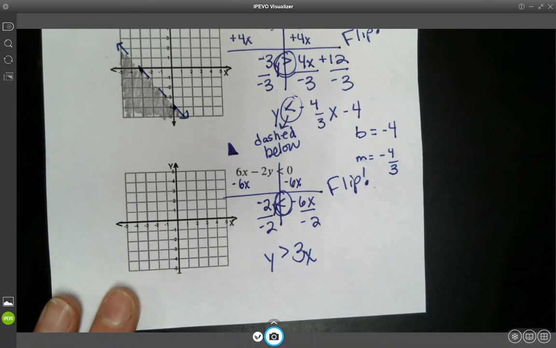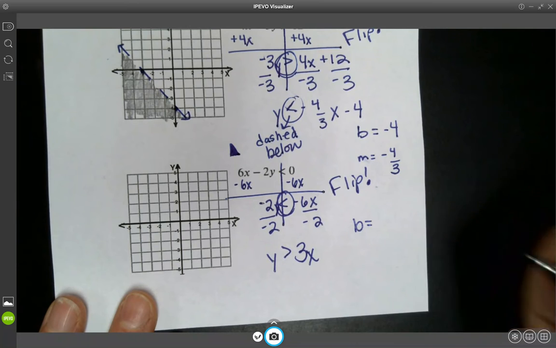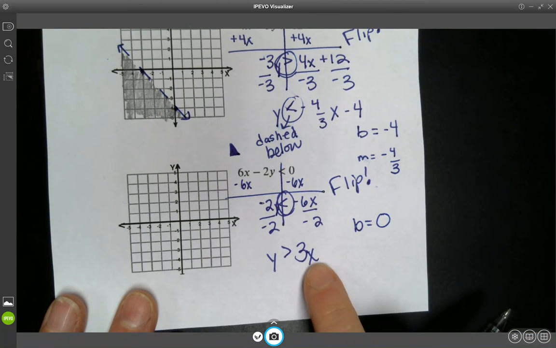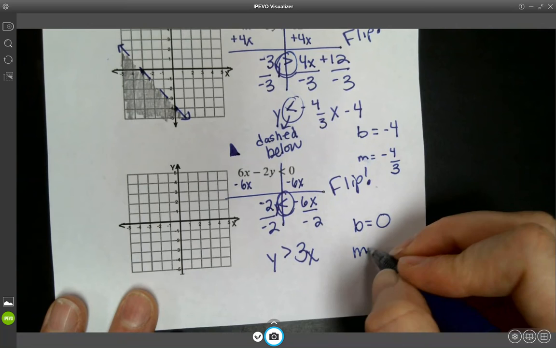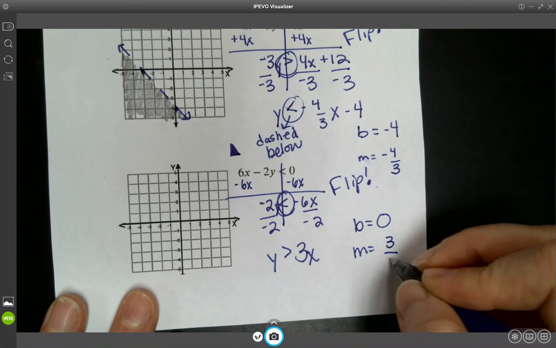So we don't have a b, but we have an m. So if we don't have a b, then b is 0. This is 3x. Don't mistake that with just 3, and it would have just a y-intercept. This is 3x, so our slope is 3, and it has to have a run. So our run is going to have to be 1.